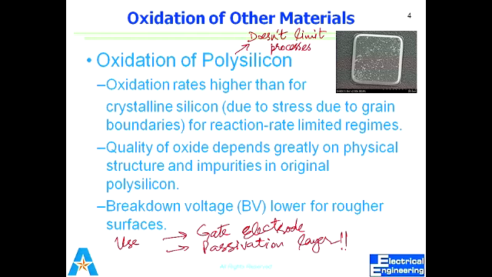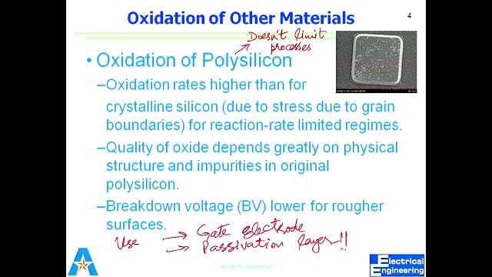If we have a rough surface, it's the physical structure that counts towards the quality of silicon dioxide grown on polysilicon. The oxide grown on a rough surface would not be of good quality, which means its breakdown voltage would be lower compared to a good quality oxide. So if we want a surface with a lower breakdown voltage, we need a rough surface, because we don't want a very high quality silicon dioxide with a very high breakdown voltage. That answers your question, why do we need a lower quality.